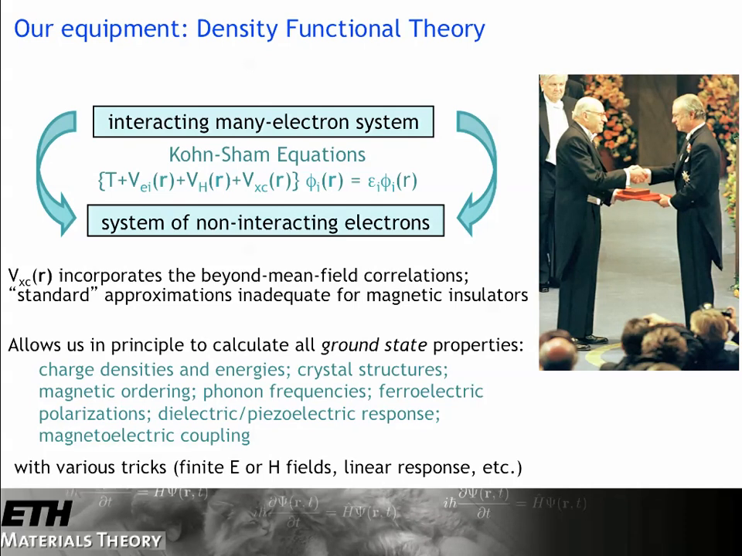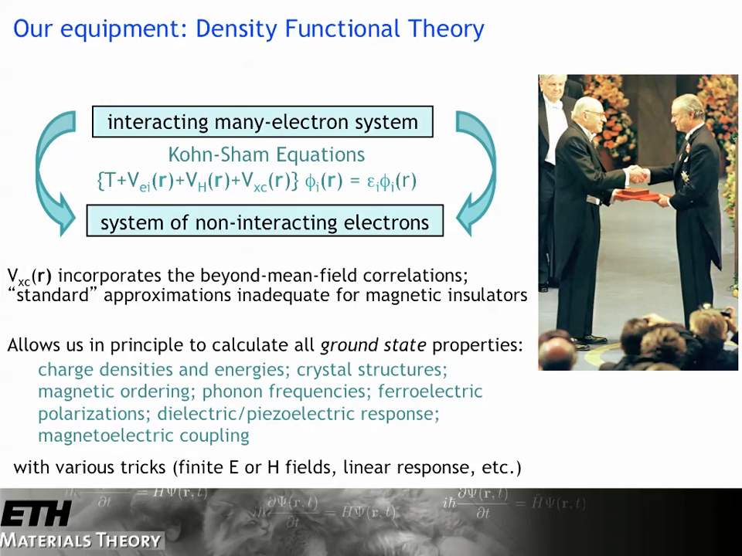And there are very well-established ways for doing this in this so-called exchange correlation term for materials that are not multiferroics, but we have to be extremely careful when we apply density functional theory to magnetic insulators and to multiferroics to treat this problem appropriately. In principle, though, given that we do that correctly, we can calculate all of the ground state properties of the system. So, for example, we calculate the structure, the magnetic ordering, dielectric and piezoelectric response, and with various tricks that we've developed for applying finite electric fields or magnetic fields within the density functional formalism, we can also calculate magnetoelectric coupling.